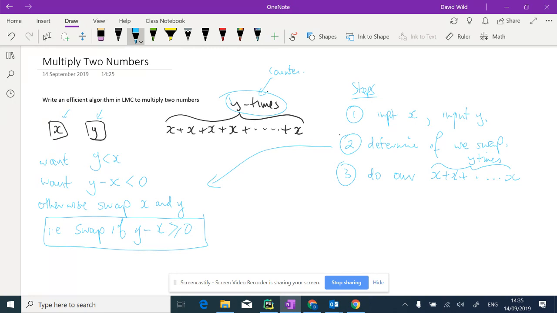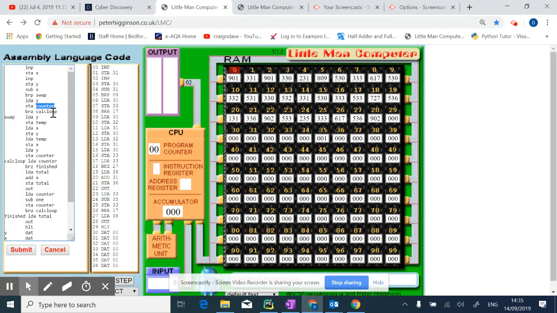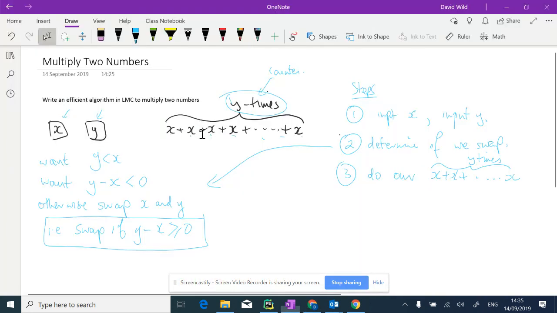Okay, and then once we've done that, we're going to branch to this calculation loop, which actually does the calculation of this step 3 here. Do our x plus x plus x, etc., y times. Okay, so let's just run this for now. We'll come back to the program again.